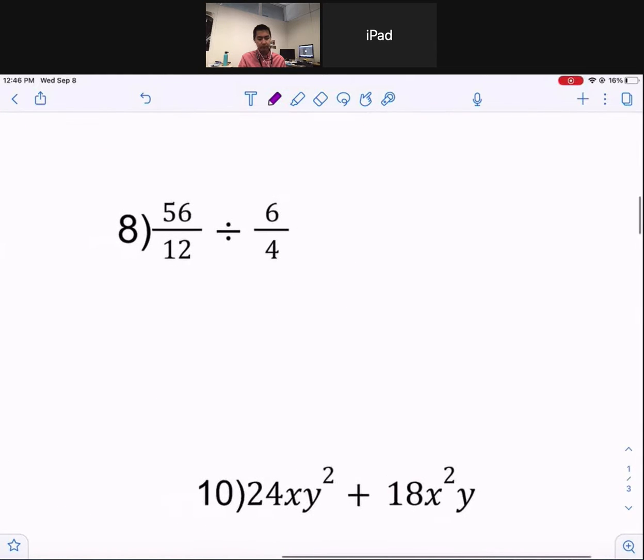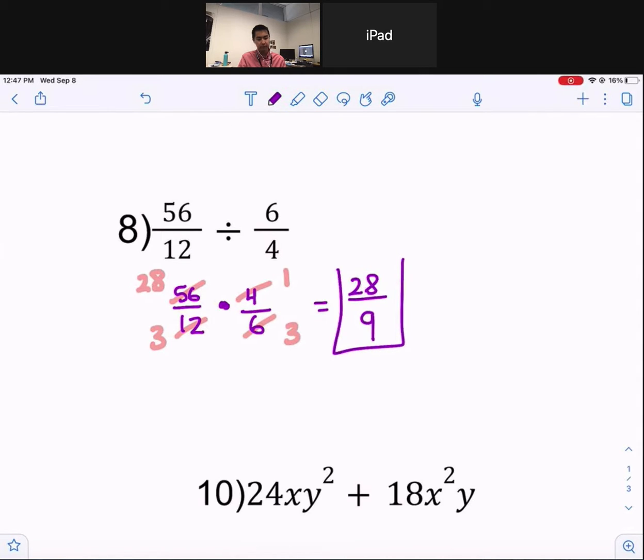Number 8, again, a division sign. So I'm going to rewrite this, change the division sign to multiplication, and take the reciprocal, flip it over. Okay, we could cross cancel. So this 56, you guys, and this 6, they both could be divisible by 2. 56 divided by 2 is 28, 6 divided by 2 is 3. The 4 and 12 can also cancel. You can divide both of them by 4. 4 divided by 4 is 1, 12 divided by 4 is 3. Multiply across, 28 times 1 is 28, 3 times 3 is 9.